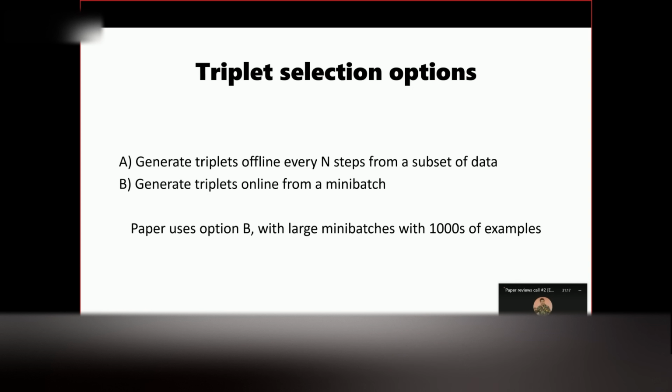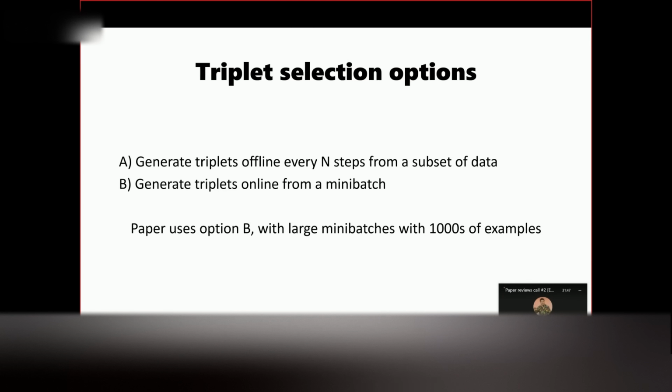Now, they talked about a novel way of finding these triplets. They came up with 2 ways of doing this. Either you could generate them offline, so outside of the training mechanism, every n steps from a subset of the data, or what they actually settled on was generating the triplets online while actually training. So every time you start with a new mini batch, you do this argmin and argmax.